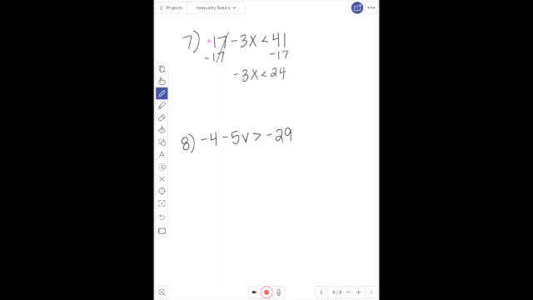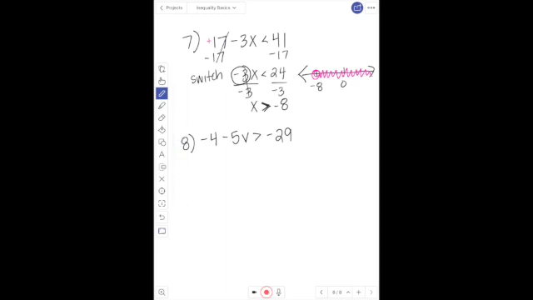Now, we are going to wind up dividing by that negative 3, so we're going to need to switch that sign. So when I divide by negative 3, I have x is going to be greater than, because it was less than, negative 8. So greater than, we're going to shade to the right, but it's going to be an open circle at negative 8.